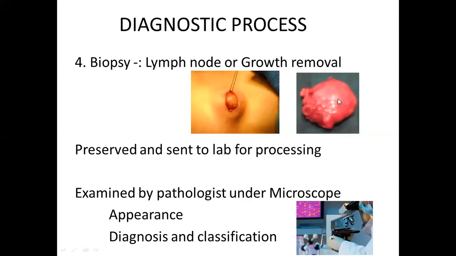If it is very big, more than 1 centimeter, sometimes it is good to do a bisection or even a half bisection of this and put it in a container with an adequate amount of 10% neutral buffered formalin. From there, it is sent to the lab, where they do processing, which is a long, elaborate process, and eventually you get slides that are examined under the microscope by a pathologist, or histopathologist, to look at the appearance of the lymphoid cells, make a diagnosis and also do a classification.